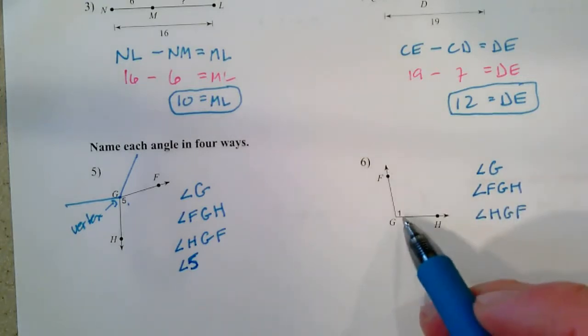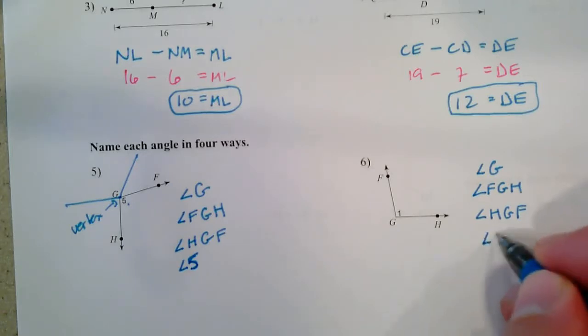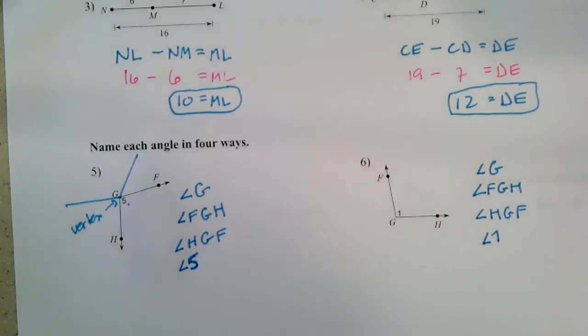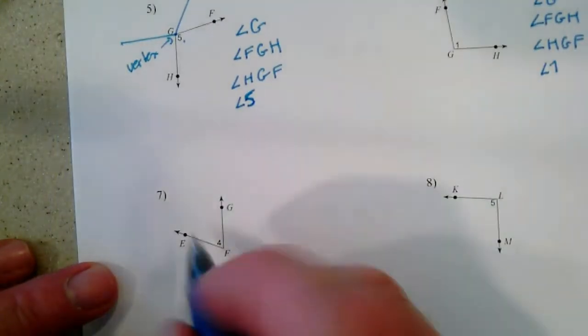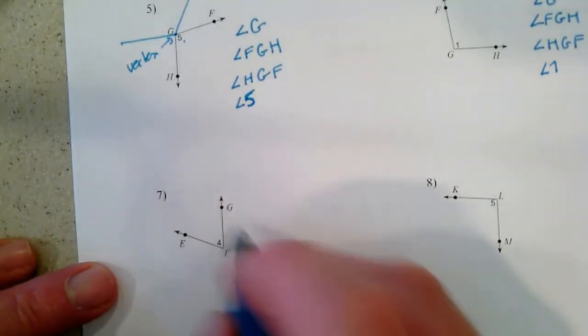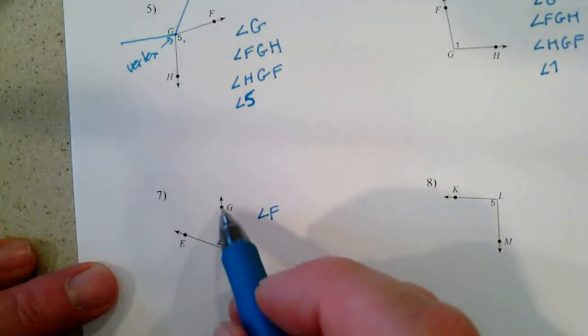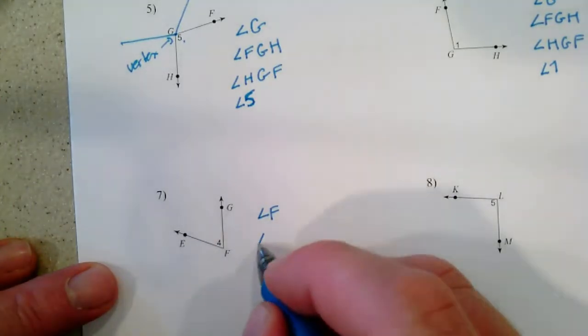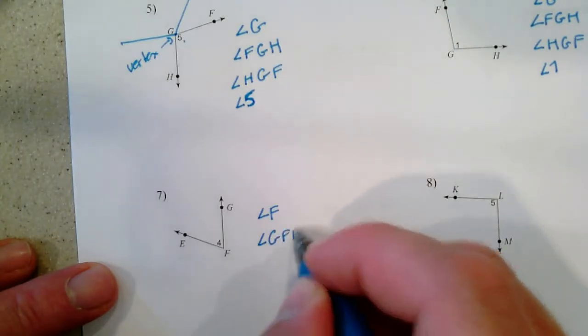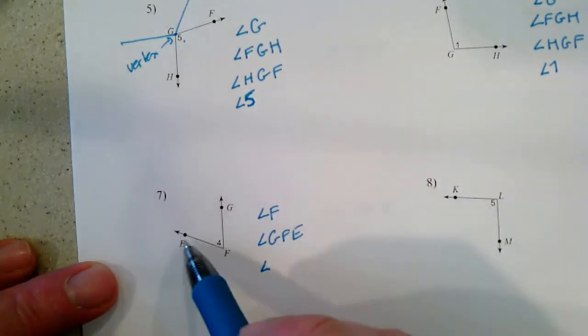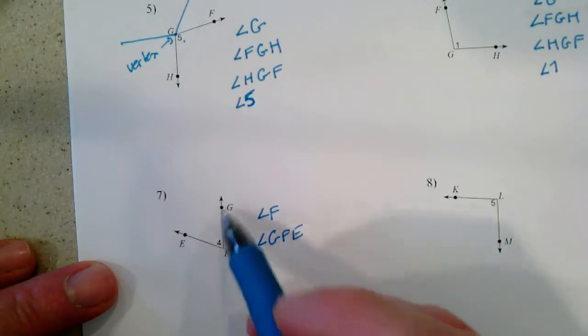HGF, or there's a small 1 inside. We could just call it angle 1. Moving down a little bit, we could call this angle F. We could also call it angle GFE, wrapping around. Or wrapping around the other way, we could call it angle EFG.